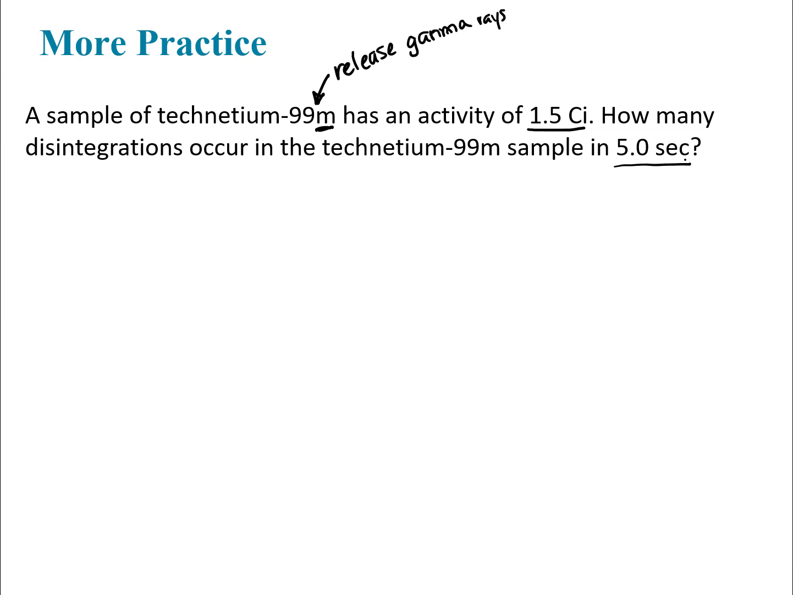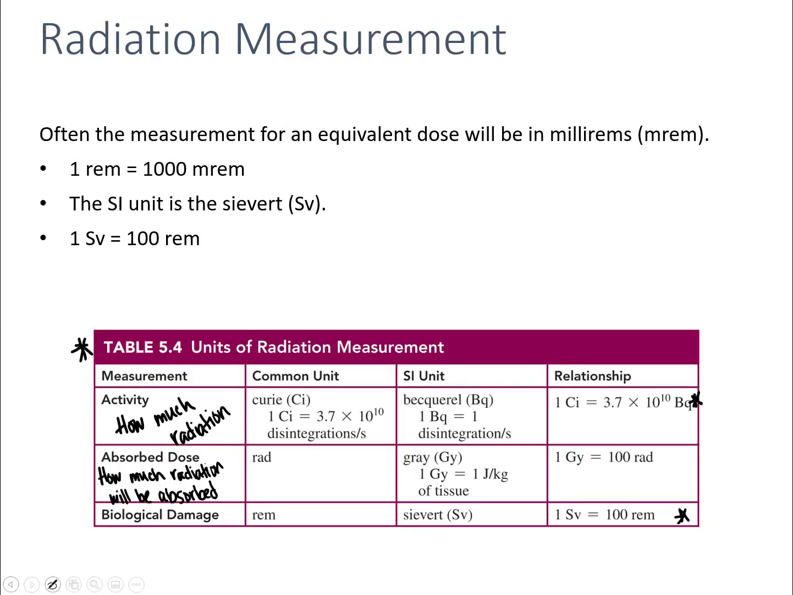So there's a couple of things that we need before we can solve this problem. One relationship that we need, which you will be provided, you don't have to remember this, is that 1 curie is equal to 3.7 times 10 to the 10 becquerel. And I'm terrible with spelling this, so I'm sorry, I have to go back.